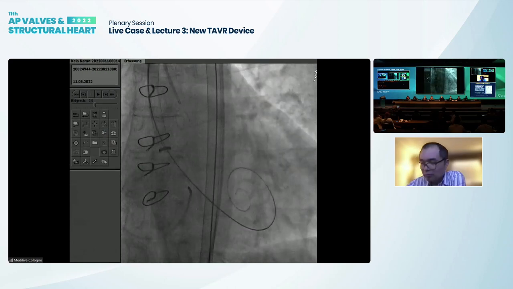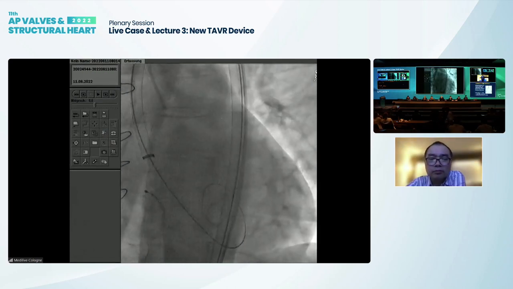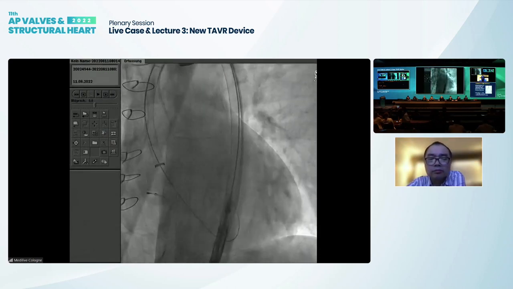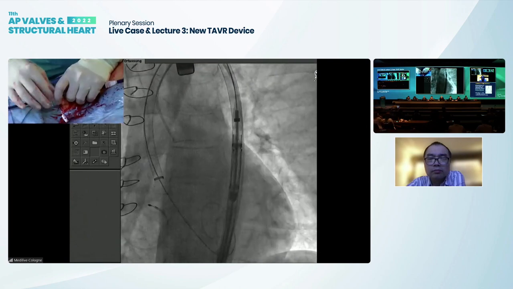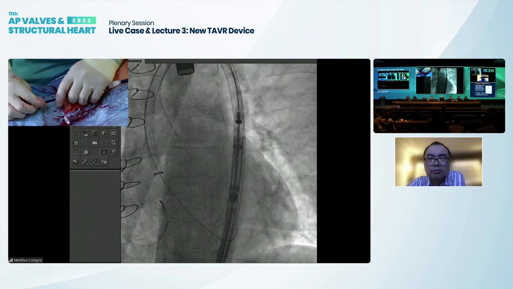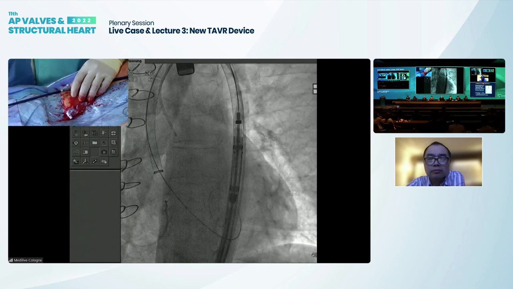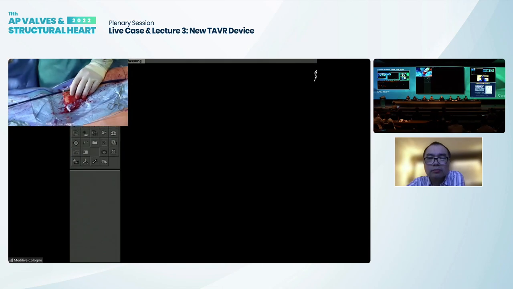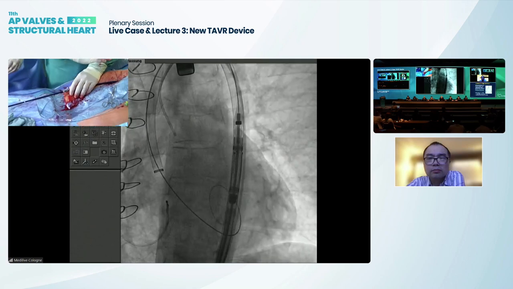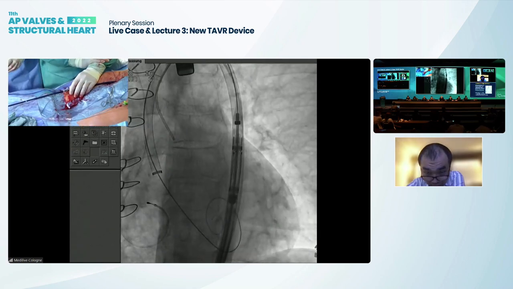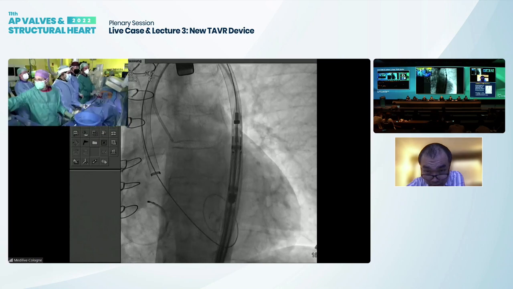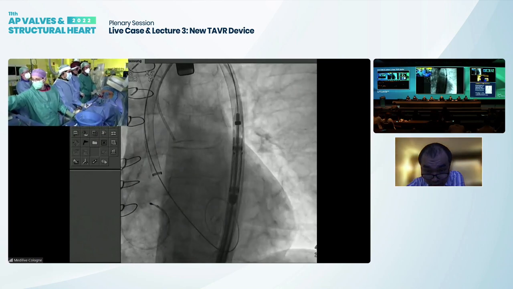All right, and while we do this, I go a little bit more LAO so that we can see the arch a little better. Let's pause there for a second. At this position, you want to look whether everything's fine. What we see, Stefan, is the three locators, 1, 2, 3. And also we have good sleeve coverage on the distal end. Do you think it looks good? I think it's okay. Yeah, it's okay.